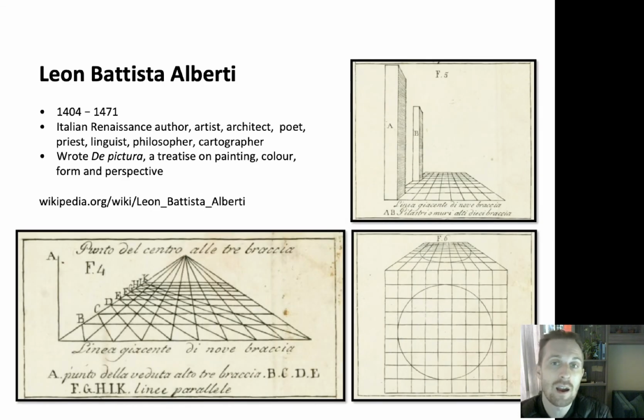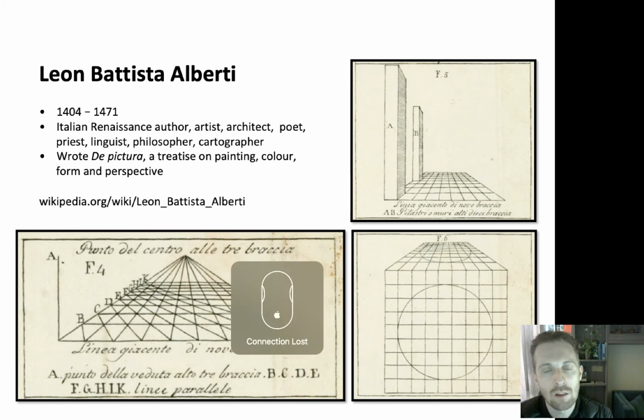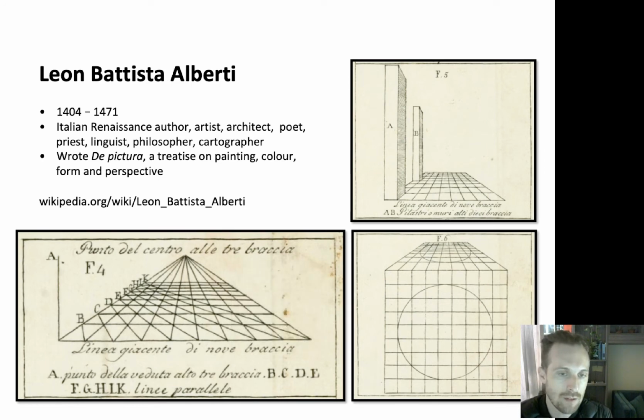The second pioneer of linear perspective I want to introduce is Leon Battista Alberti. Alberti was a 15th century Italian Renaissance author, architect, poet, priest, linguist, philosopher, and cartographer. Alberti wrote De Pictura, which was a treatise on painting, colour, form, and perspective. And you'll see here in some of Alberti's diagrams that a lot of the science of how perspective drawings work are exactly the exercises that I'm going to be introducing to you in the second half of this lecture.